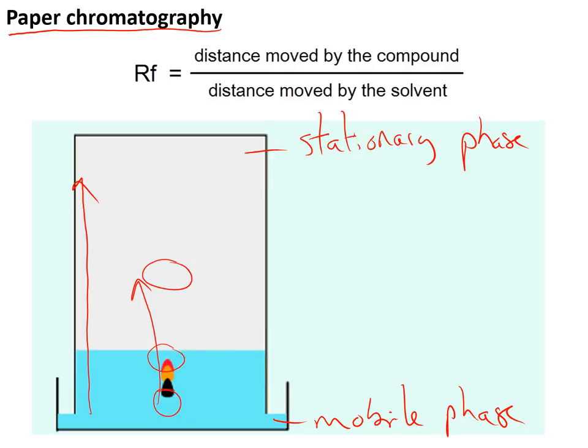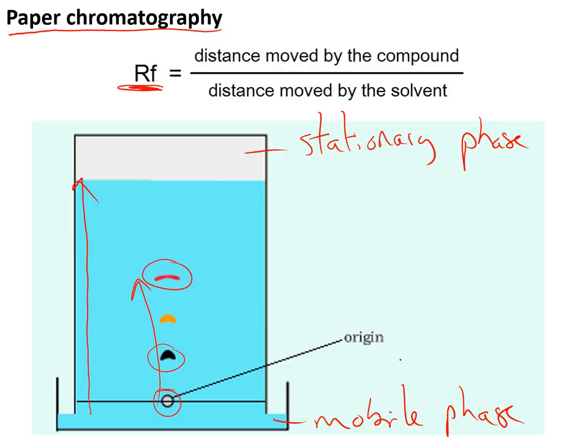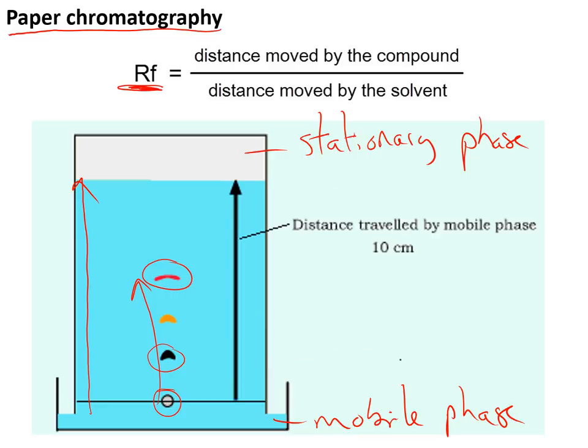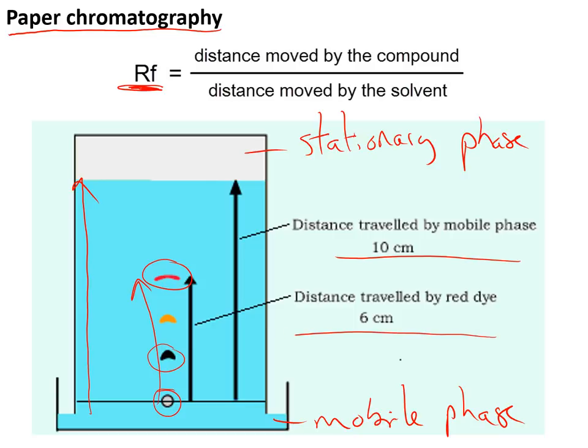What we can do is we can measure a quantity called RF. So RF is given here, stands for retardation factor, and that is the distance moved by the compound divided by the distance moved by the solvent. So it's going to give a number between 1 and 0, 1 being the maximum, 0 being the lowest. And it is super simple. You just measure that distance there, the distance travelled by the solvent, and the distance travelled by your sample, and you divide one by the other, so that you can see it happening here. So 6 divided by 10 will give you an RF of 0.6.